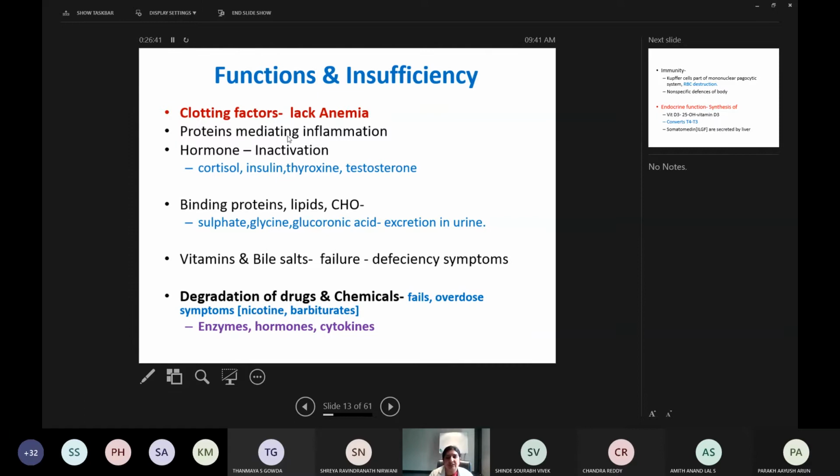Then proteins, the liver will also synthesize proteins that mediate inflammation.